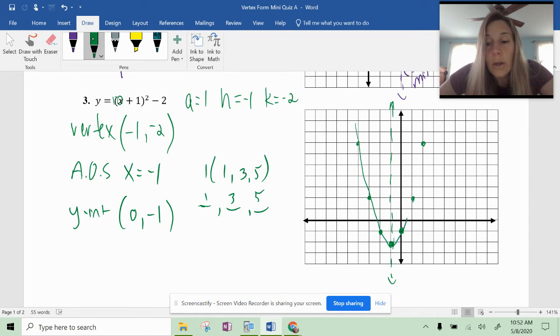There is my parabola. My axis of symmetry is x equals negative 1. My vertex is a minimum, and it's (-1, -2).